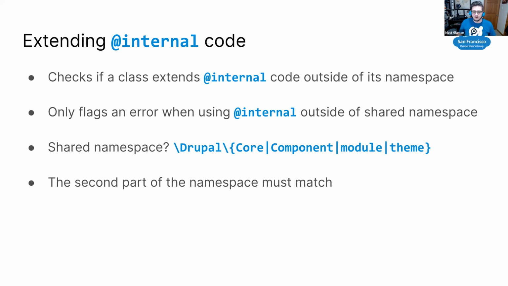But let's say that you have an internal class in your own module. We don't care, because it's in your module. That's what internal flags are for: it's to only be usable within your little realm. So the second part of the namespace must match. It also helps detect if you're using internal code from a third-party package.